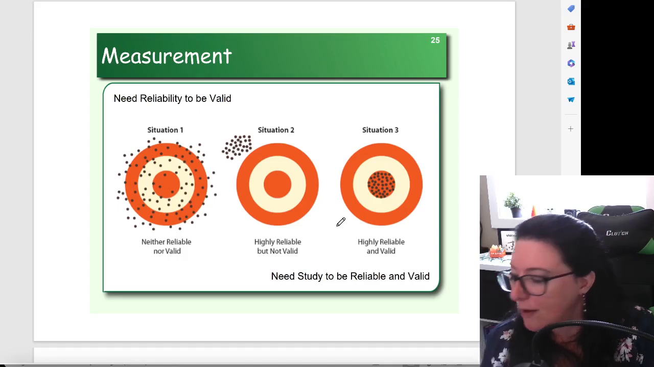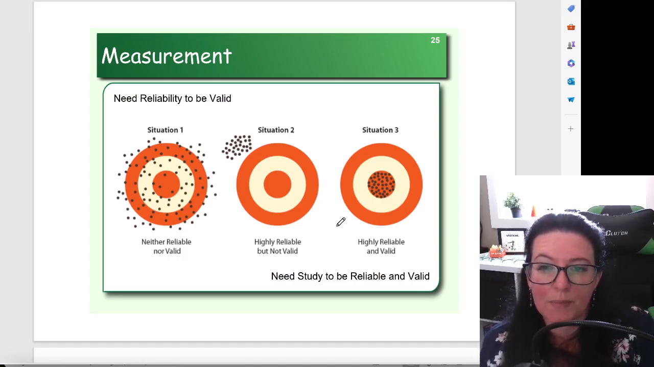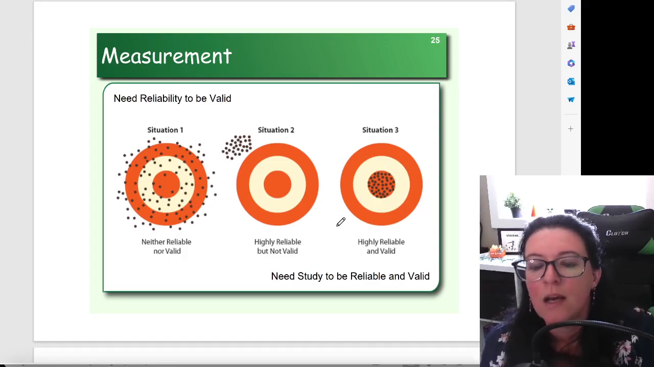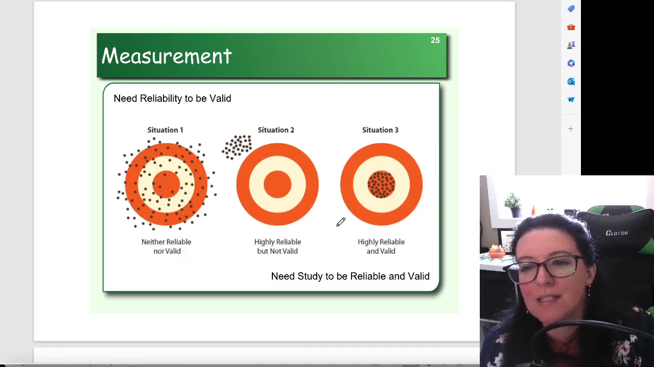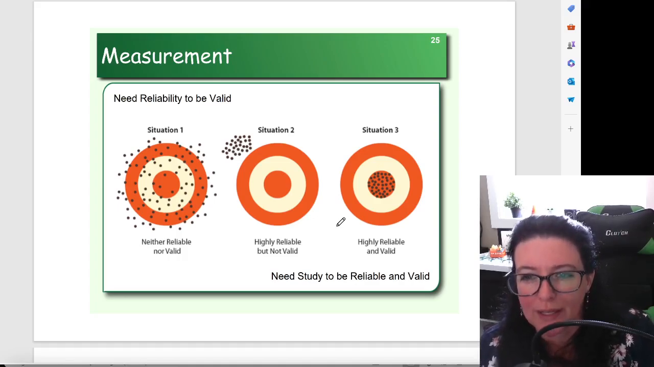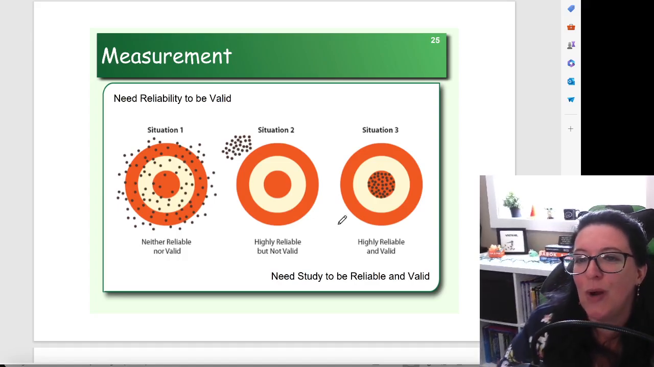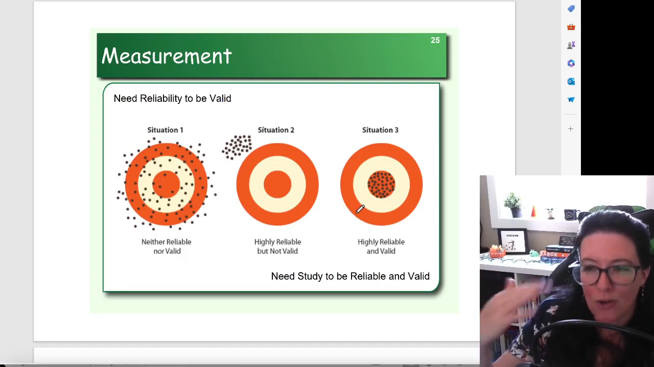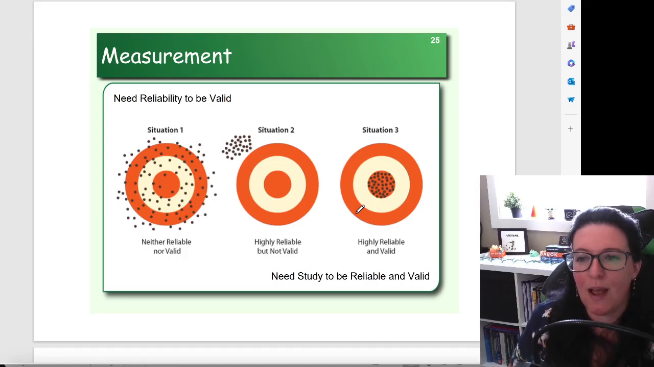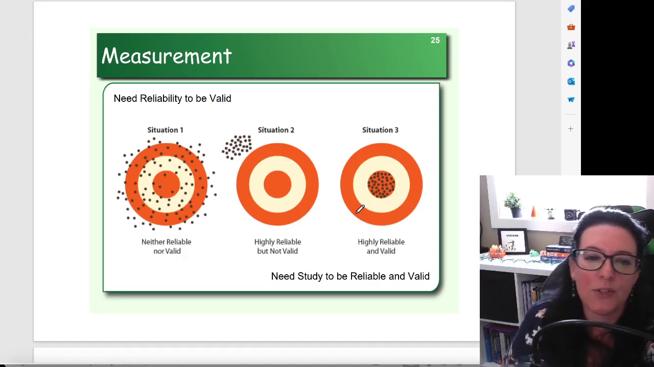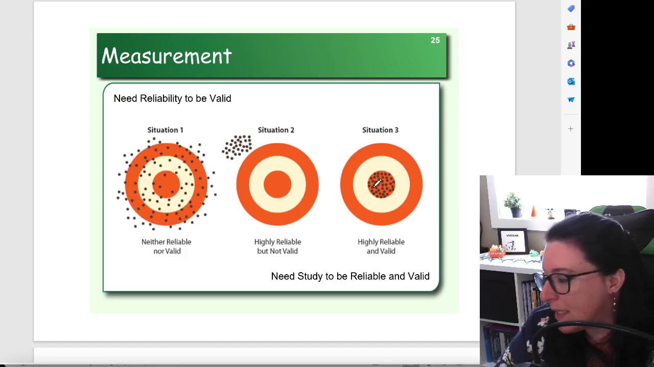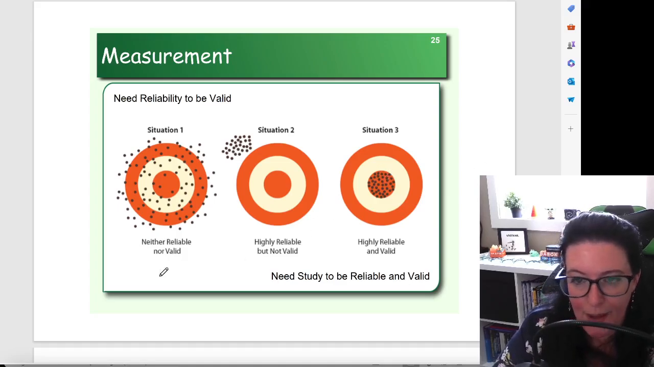Notice that all of the dots are very closely clumped together. We are getting consistent data. We keep hitting the same spot, but it's not valid because it's not getting us what our end goal is, which is to be in the center. So we want to make sure as we build a research tool that it is both reliable and valid. We want to have the repeated results, right? If we measure this multiple times, we get the same thing, but we also want it to be useful, which means it's got to get us what we need to make decisions.